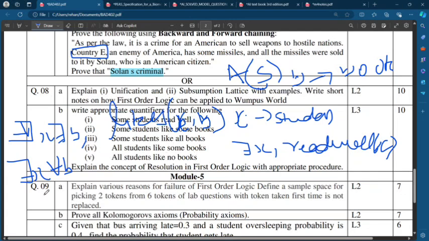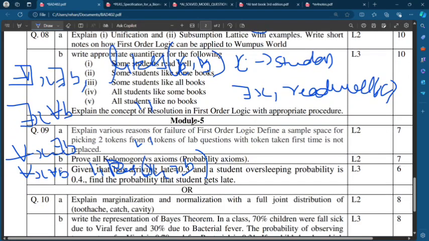All students like some book, then simply it will change: for all x there exists B, just write this statement. Then last, all students like no book. For all x, for all B, we write likes x comma negation B. Negation B means no books. Understood, right? Very simple.